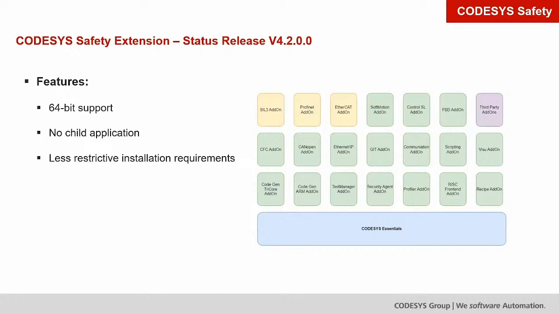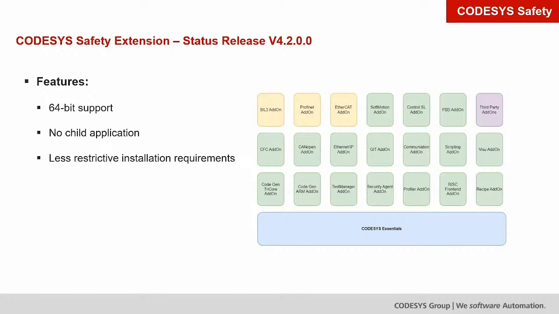About the feature set, with the new add-on version 4.2, we support 64-bit CODESYS, but that also means that the 32-bit support is discontinued. Second, we have an option to run safe applications with no child application. By now, we always require a child application for the standard application to do this mapping of the safe communication data. This is not necessary anymore with the new version. And last but not least, we have less restrictive installation requirements. That means that we do not have a manifest file anymore.